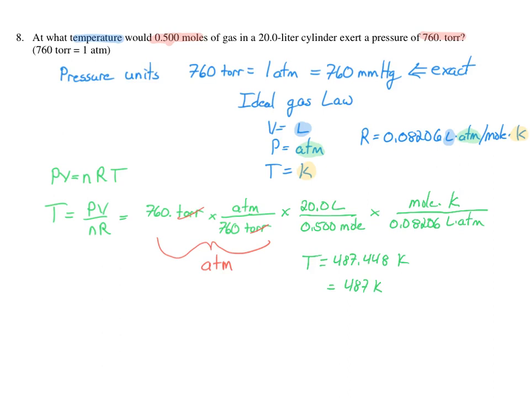Okay, if we look at our units, we see atmospheres are going to cancel, moles cancel, liters cancel. The only surviving unit is that of Kelvin, which is what we want because we're solving for a temperature. Looking back to our numbers, we can see that we can use 3 sig figs in our answer, and we're done.